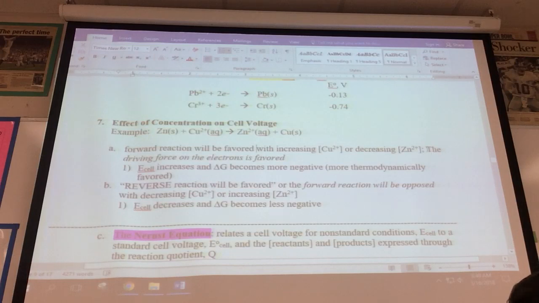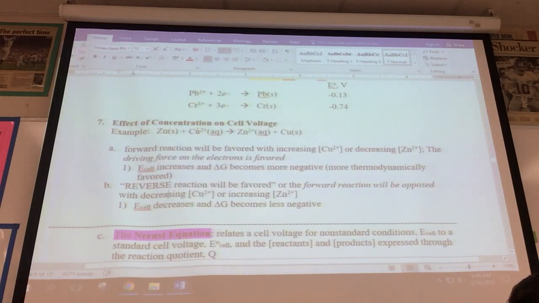What you're actually seeing is that the driving force on the electrons is favored, and the forward reaction is favored. Ecell is going to increase and delta G becomes more negative, or the reaction is more thermodynamically favorable. We'll look at it mathematically in a minute, which I actually prefer, but sometimes not the kids.